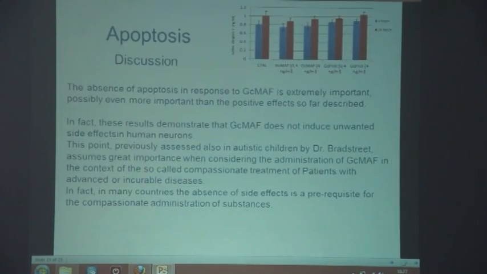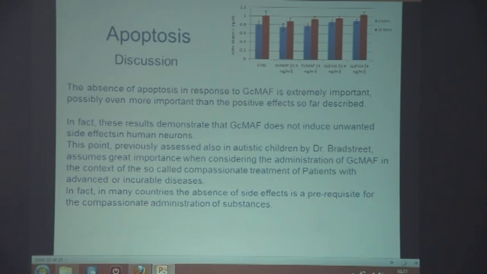And this result is very important. This absence of apoptosis in response to Gcmaf is extremely important, possibly even more important than the positive effects so far described. These results demonstrate that Gcmaf does not induce unwanted side effects in human neurons.